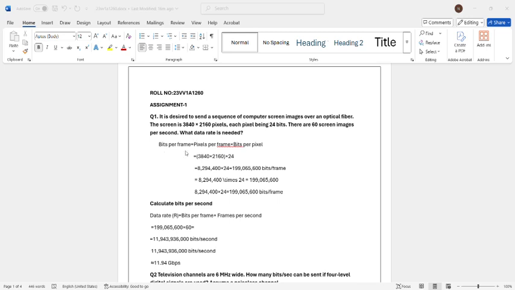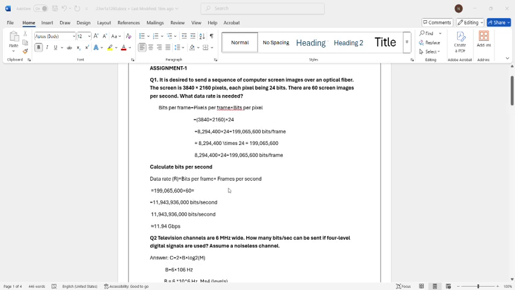Bits per frame is equal to pixels per frame into bits per pixel. 3840 into 2160 into 24. Then we will calculate the answer with 24 bits per frame. Then we get 199,065,600 bits per frame. Calculate bits per second.